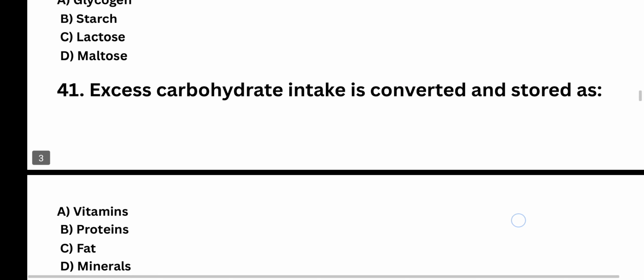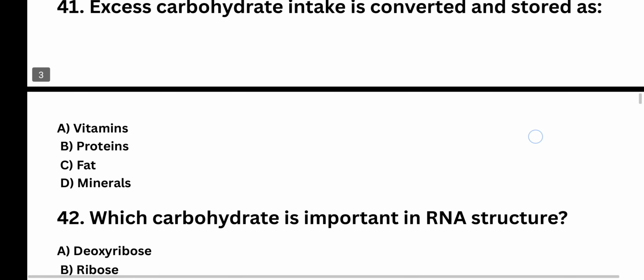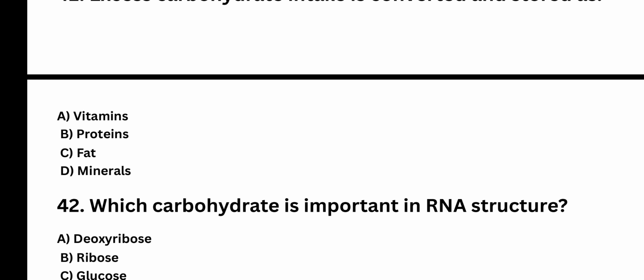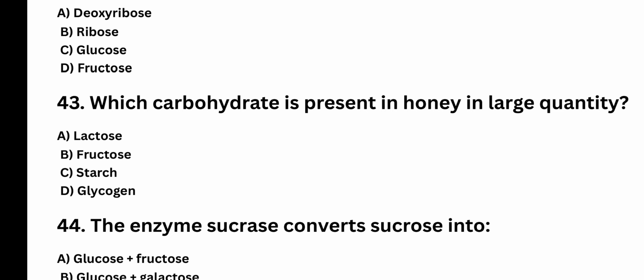41. Excess carbohydrate intake is converted and stored as. Options are vitamins, proteins, fat and minerals. Here the right answer is option C, fat. 42. Which carbohydrate is important in RNA structure? Options are deoxyribose, ribose, glucose and fructose. The right answer is option B, ribose. 43. Which carbohydrate is present in honey in large quantity? Options are lactose, fructose, starch and glycogen. The right answer is B, fructose.